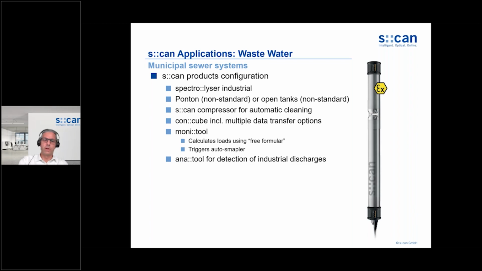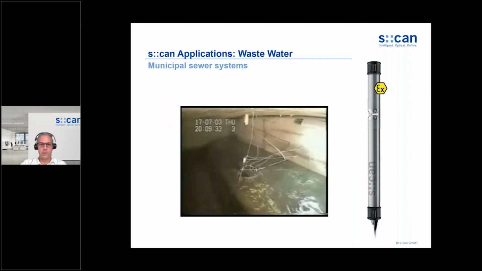using the free formula. That means we can simply integrate flow meters from our sister companies and calculate the load by multiplying COD with the flow. And we can also trigger an autosampler using the moni::tool software. ana::tool, the special software, is used for detection of industrial discharges.